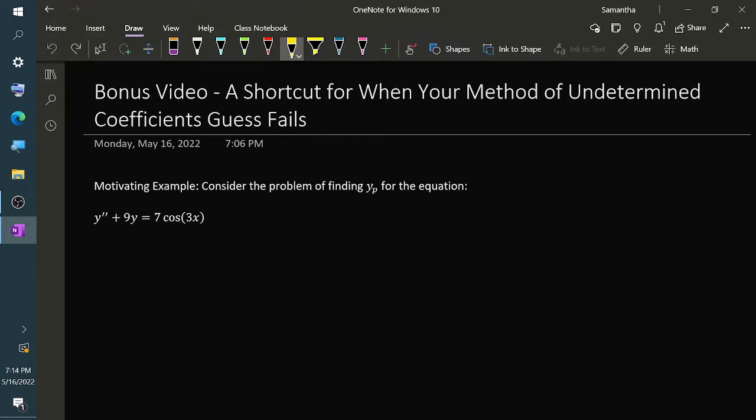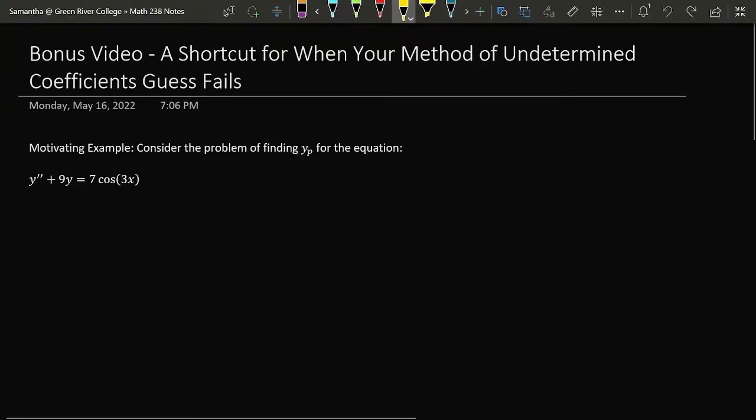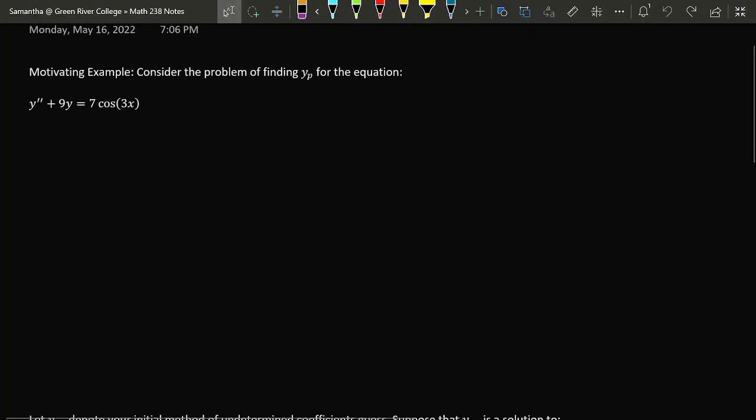So in this video, what we're going to see is a shortcut method that can be used to find the unknown coefficients in yp under those circumstances. For a motivating example, let's consider the following problem.